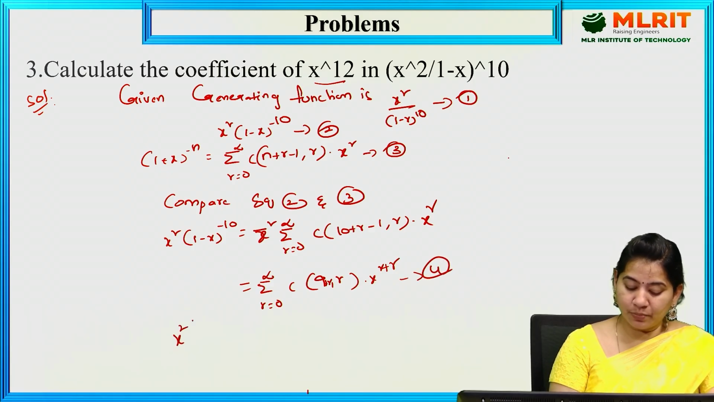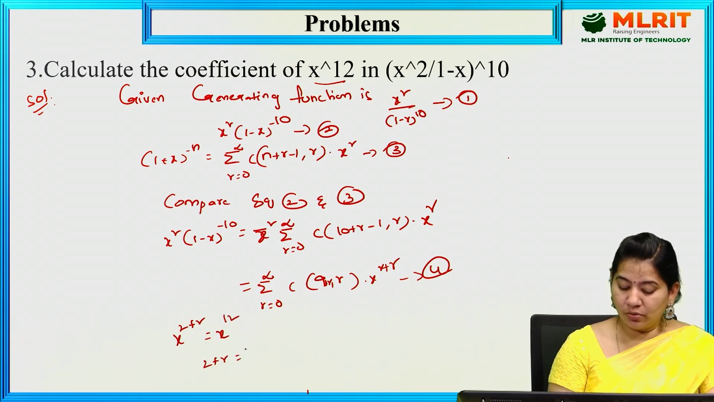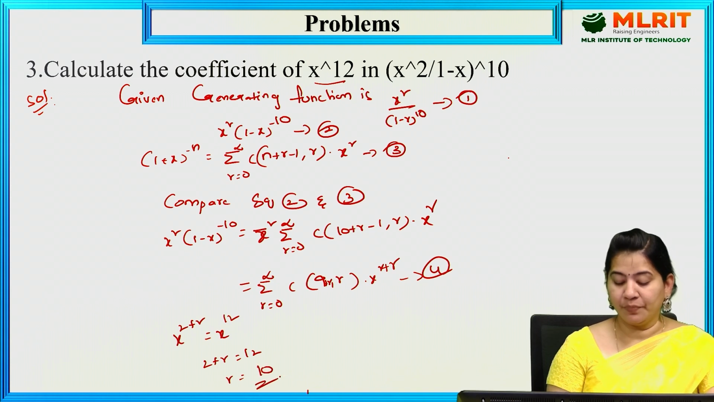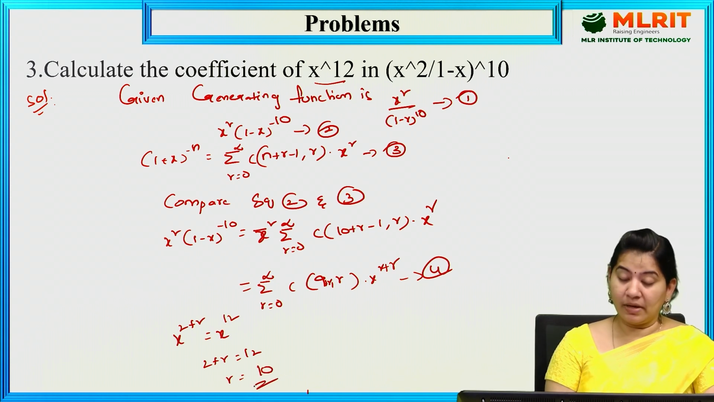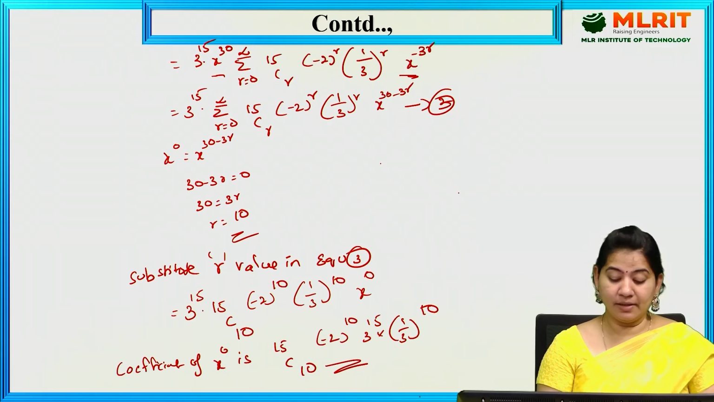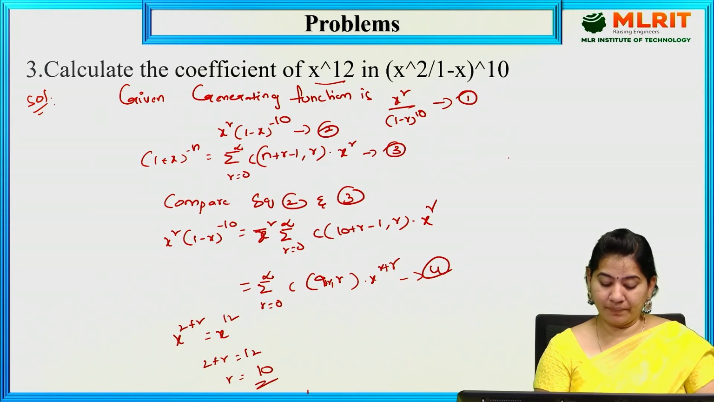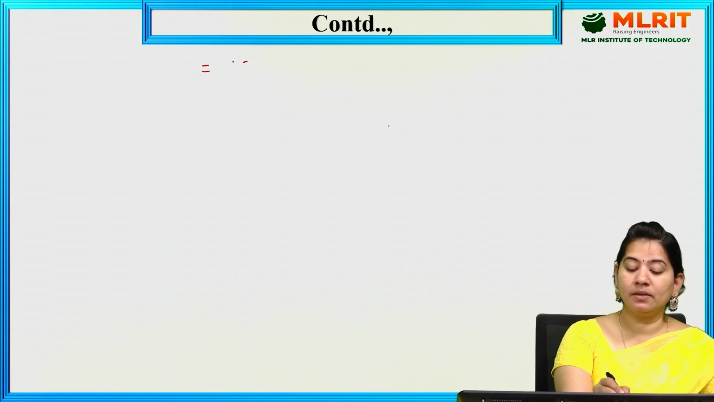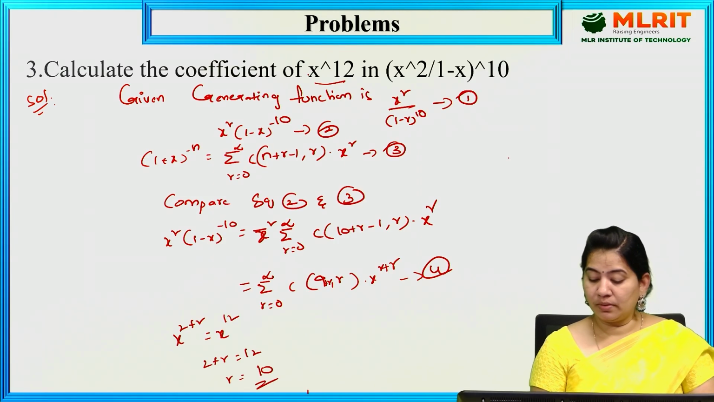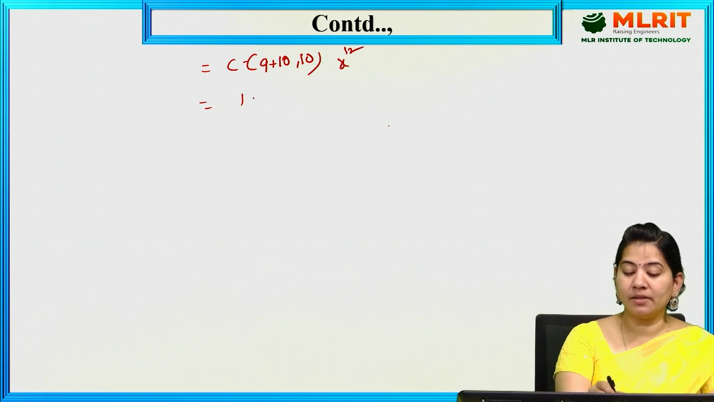Now take x power 2 plus r, which should equal x power 12, the coefficient we want. So 2 plus r is equal to 12, and r is equal to 10. Just substitute this value r equal to 10 in equation 4. Then we get C of 9 plus 10 comma 10 into x power 2 plus 10, which is x power 12. So we get 19C10.